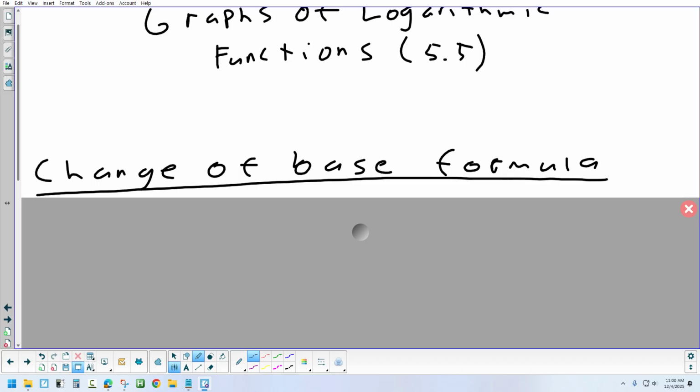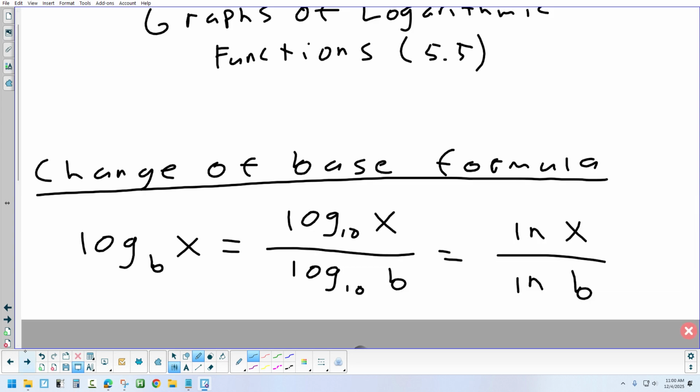Yep. E. So other than base 10 or base E, we don't know how to put it in the calculator, or at least I haven't shown you how to do it. That's what this formula is going to do. So it allows us to put in a log that has any base. And there's actually two ways we can do it.